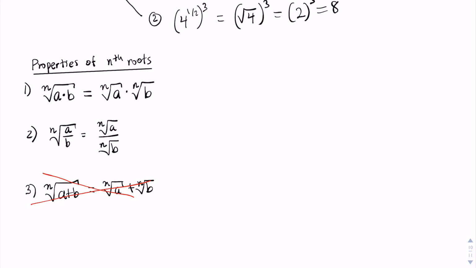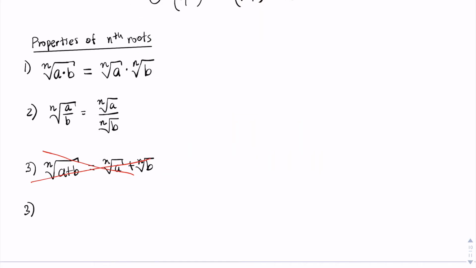So if you have the nth root of the sum, you cannot just add the nth root of a plus the nth root of b. Then number 3. Say here you have the mth root of the nth root of a. This is nothing more than the (m times n)th root of a, like that. You just keep accumulating them.